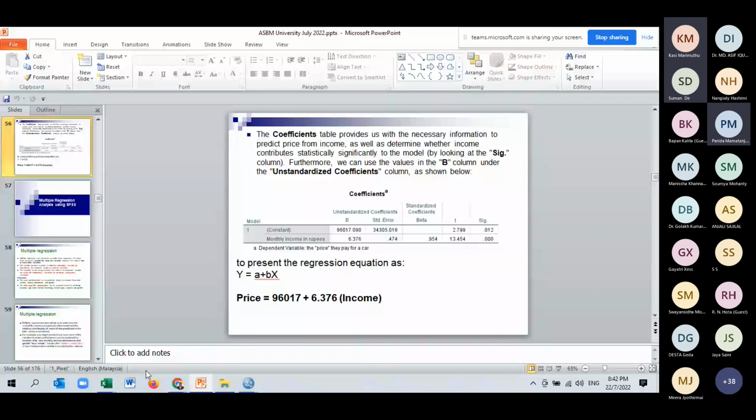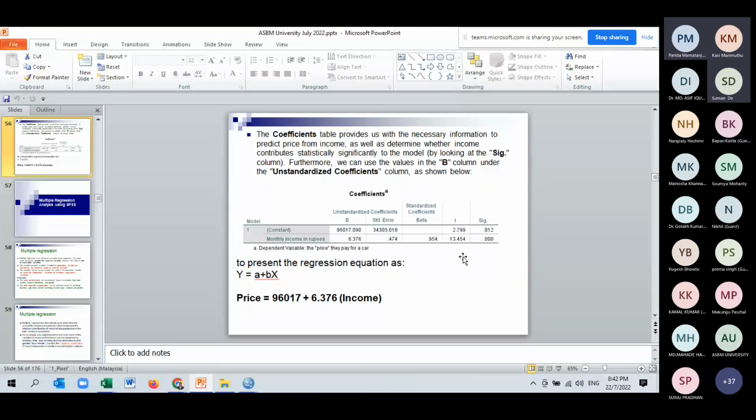If there is any doubt, we can discuss tomorrow. Yeah, please tell me. Any question? What is the use or interpretation of the standard error and T statistics here? Actually, the value should be significant. The last column, significance, should be less than 0.05.